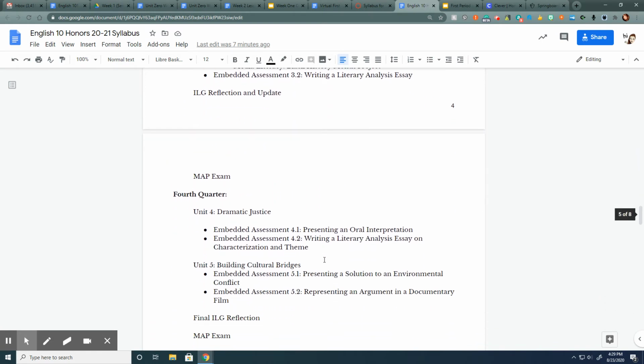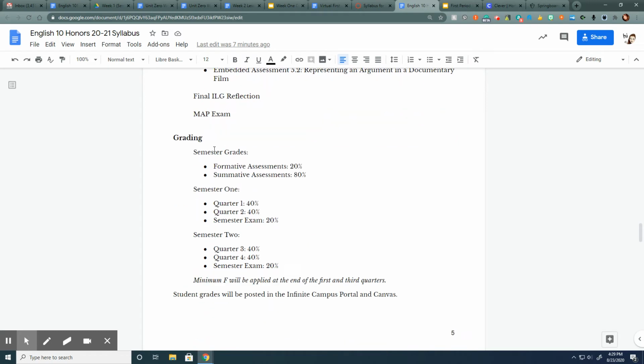Coming down here, you will see how we are graded. You'll see the semester grades. We have both formative and summative assessments. Formative assessments are those things while we are forming our knowledge, and that might be daily exercises, discussion board posts, quizzes, various smaller assignments. And that is 20% of your grade.